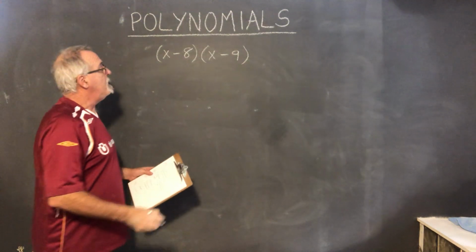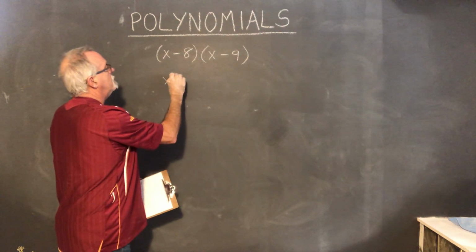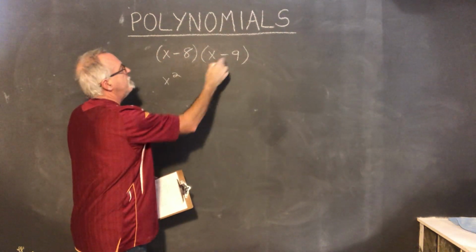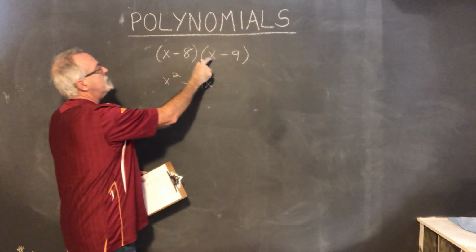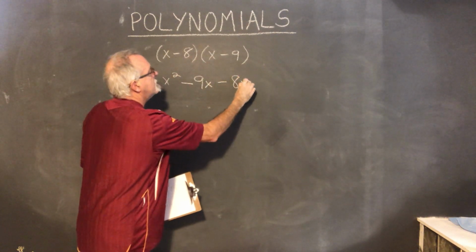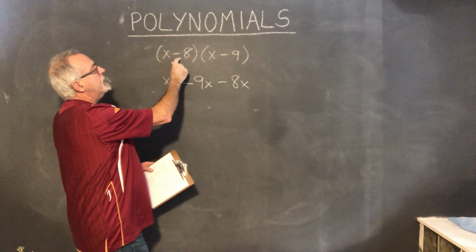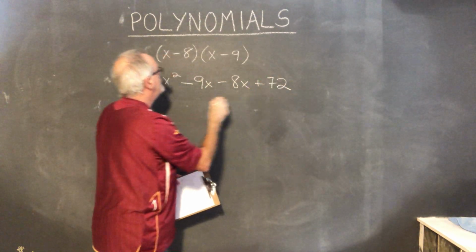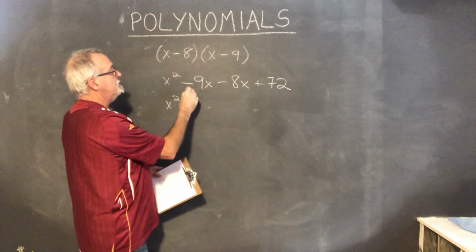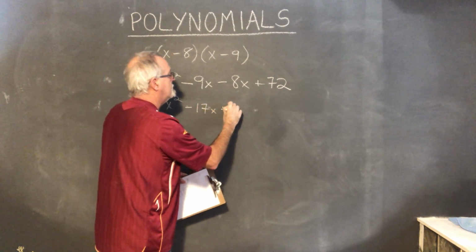I find it fun. Okay, FOIL. X times x, that's first. X times x gives x squared. Outside, x times negative 9 gives negative 9x or minus 9x. Inside, negative 8 times x gives minus 8x. Both of them ended up being negative this time. And then last, negative 8 times negative 9 is positive 72. Now combining similar terms, negative 9 minus 8 is negative 17, minus 17x plus 72.